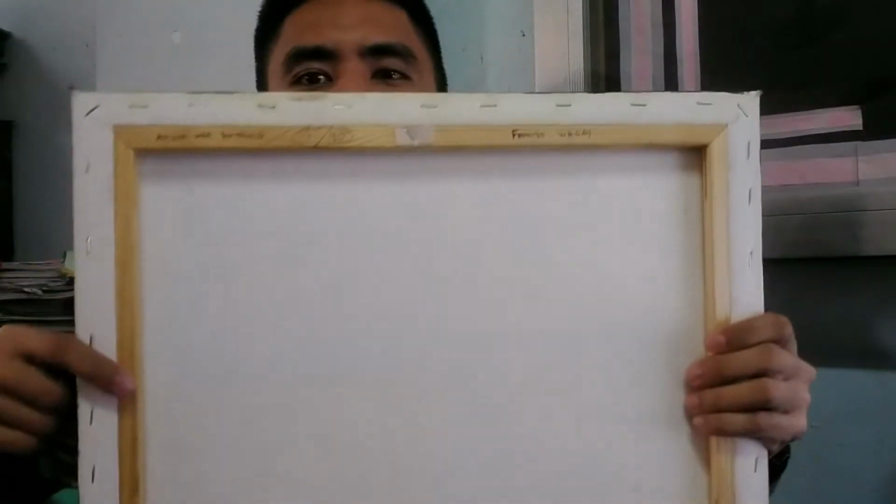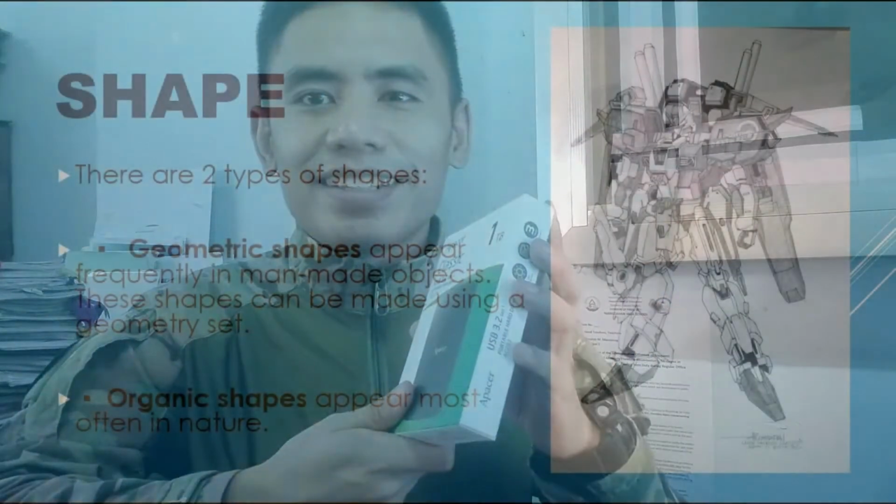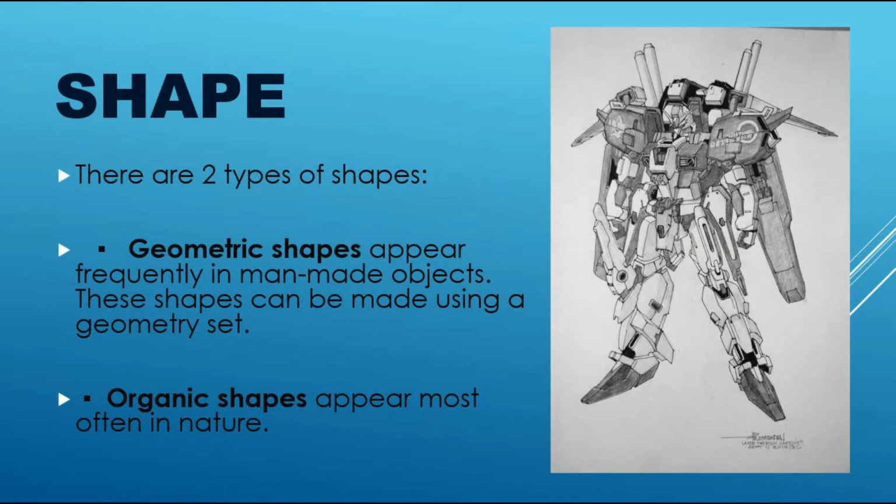They are in the form of a cup or canvas, frame, or it might be this face mask or like this. Okay? There are 2 types of shapes. 1. Geometric shapes. They appear frequently in man-made objects. These shapes can be made using a geometry set.